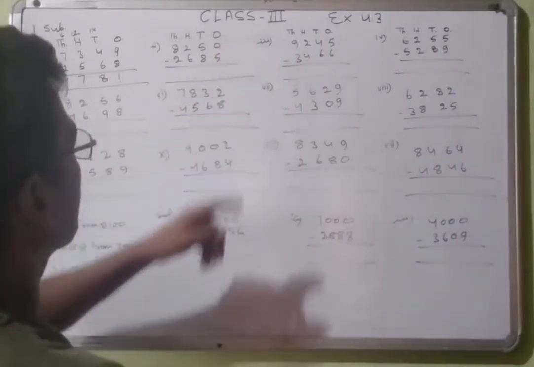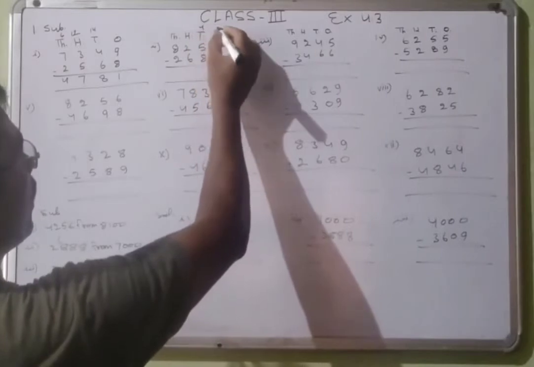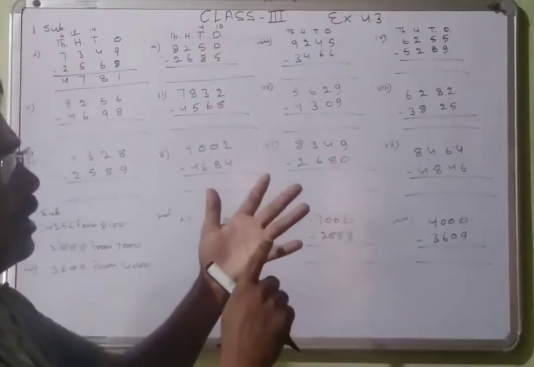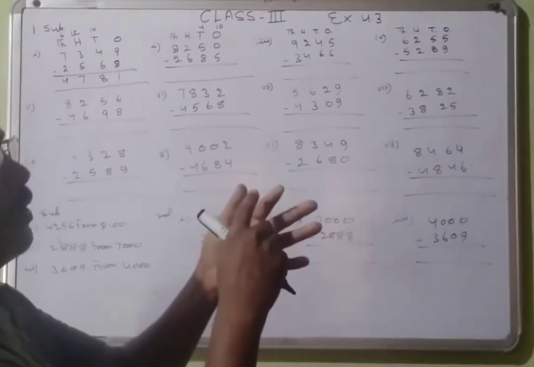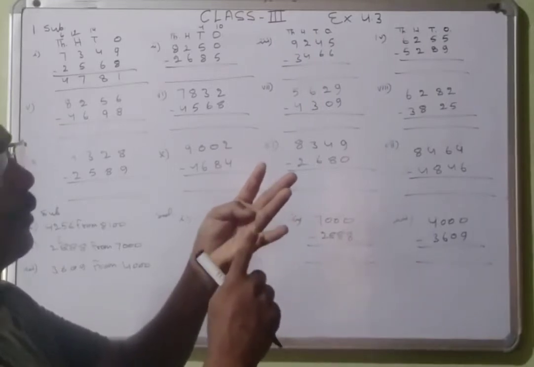0 less 5 is not possible. So we will take the carry from here. So that will be 4, or this will be 10. 10 less 5. 1, 2, 3, 4, 5, 6, 7, 8, 9, 10. Less 5. 1, 2, 3, 4, 5. Left is 5.